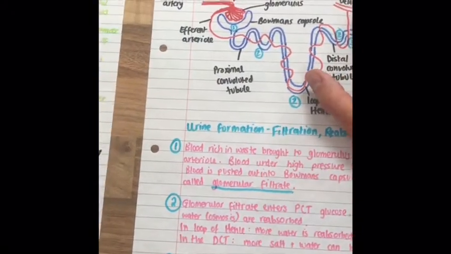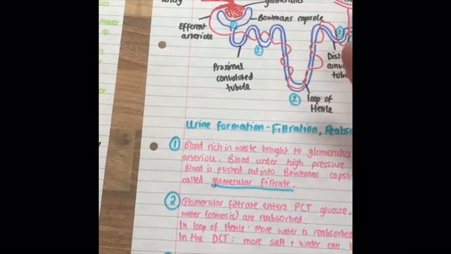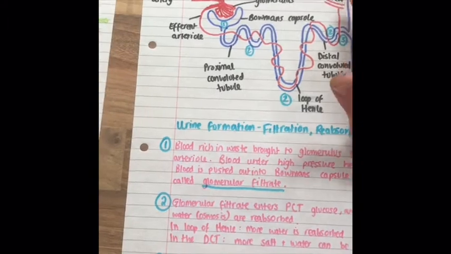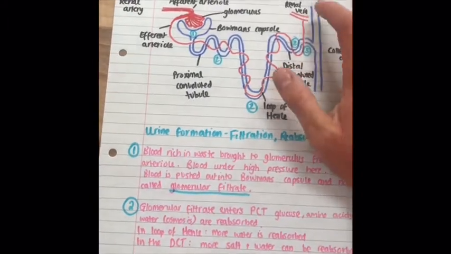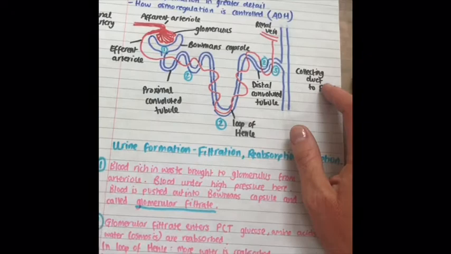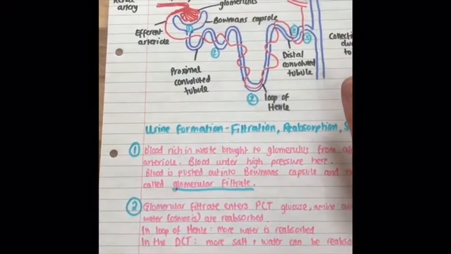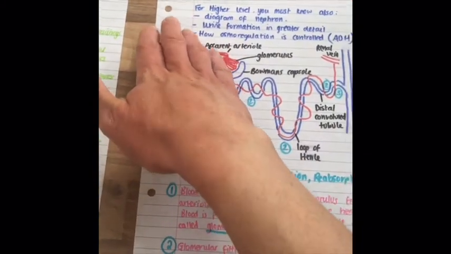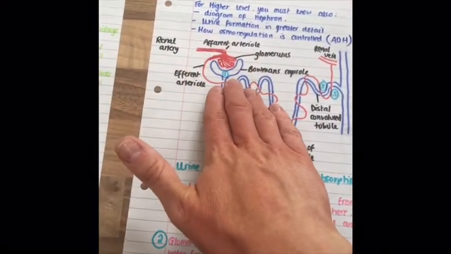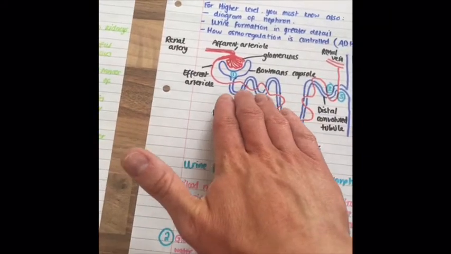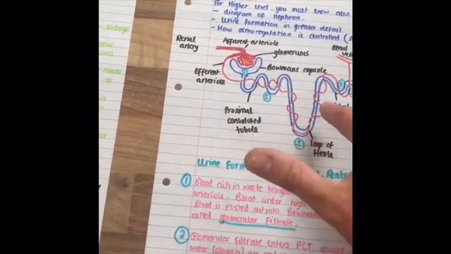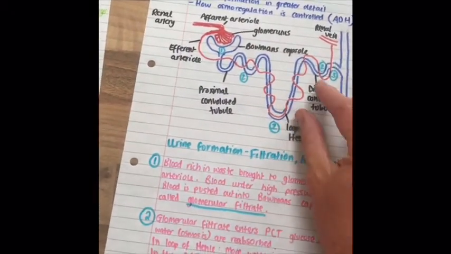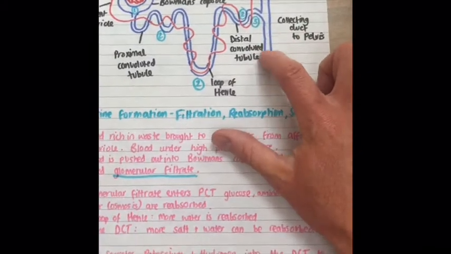What's happening there is the renal vein is bringing the cleaned blood, the blood that has all of those substances that we want to keep in it, back up to the heart for it to be brought back around the body again. Okay, so the different parts are the afferent arteriole, the glomerulus, the Bowman's capsule, the proximal convoluted tubule, the loop of Henle, descending, ascending, and the distal convoluted tubule, and finally the collecting duct.